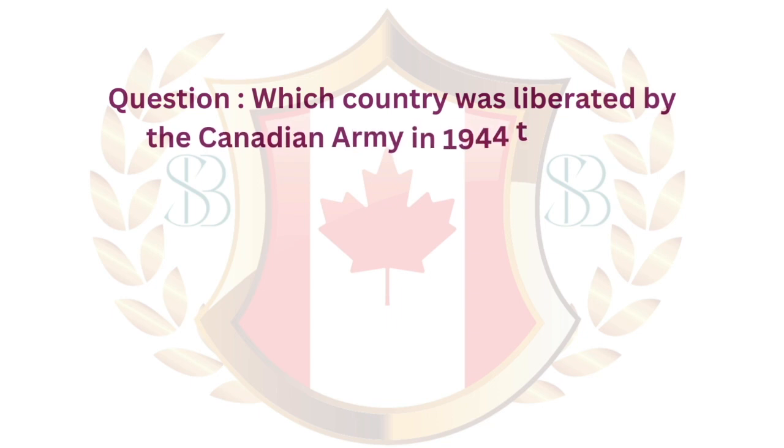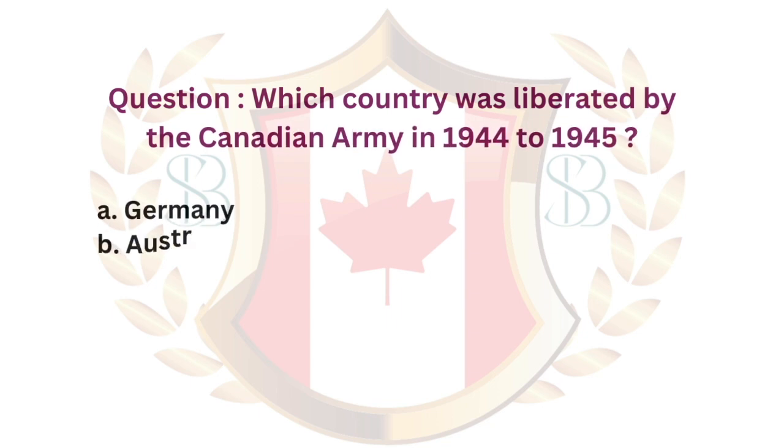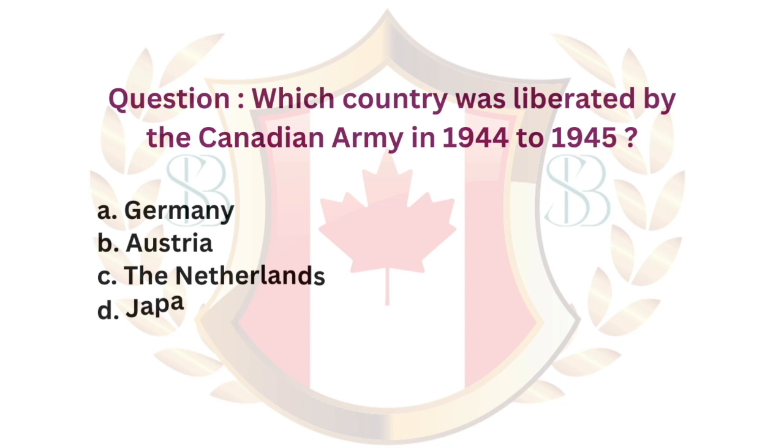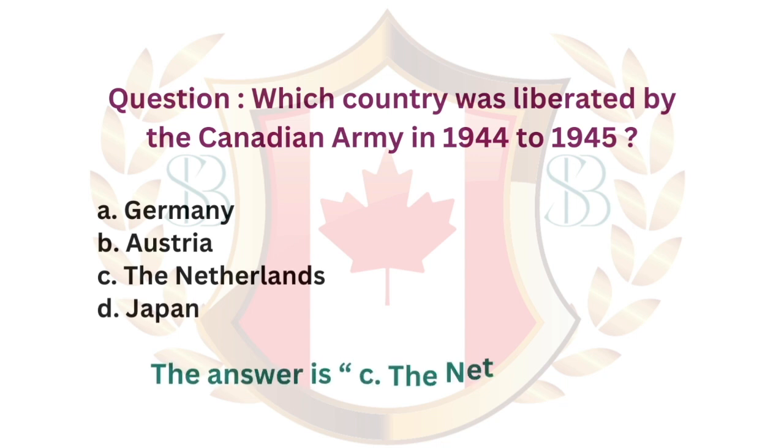Question. Which country was liberated by the Canadian Army in 1944 to 1945? A. Germany. B. Austria. C. The Netherlands. D. Japan. The answer is C. The Netherlands.